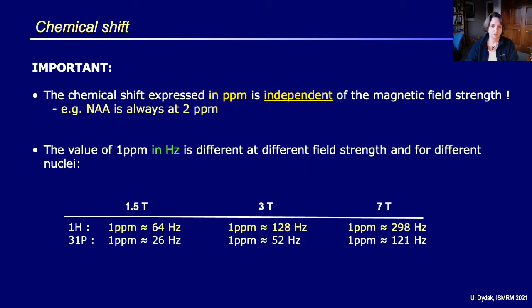Now, important as a take-home message, the chemical shift expressed in ppm will be independent of the magnetic field strength. That means NAA will always be at 2 ppm. If we wanted to calculate the value of 1 ppm in Hertz, that will be different at different field strengths or for different nuclei. So here I give you some examples. At 1.5 Tesla for protons, 1 ppm equals 64 Hertz. At 3 Tesla it would be 128, at 7 Tesla it would be 298. And for other nuclei these numbers will vary again.